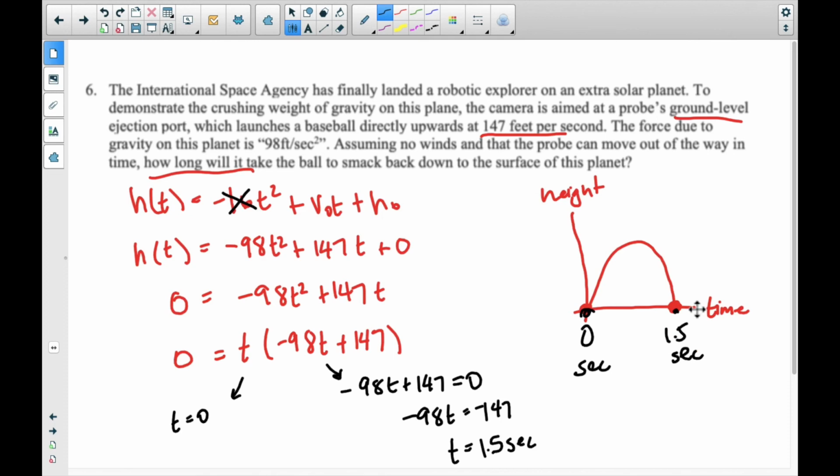That means this point over here is 1.5 seconds. The question, how long will it take the ball to smack down to the surface of the planet? That is 1.5 seconds. Okay, that is worked through all of the problems.